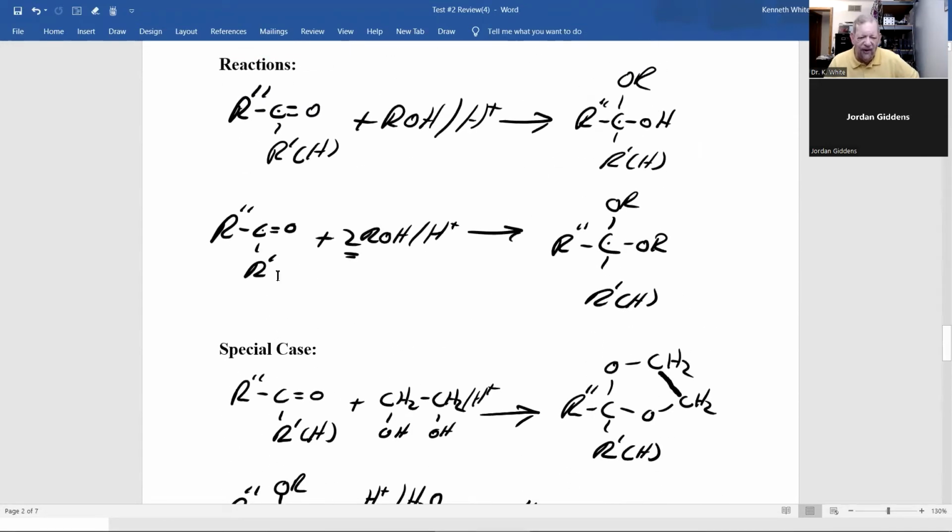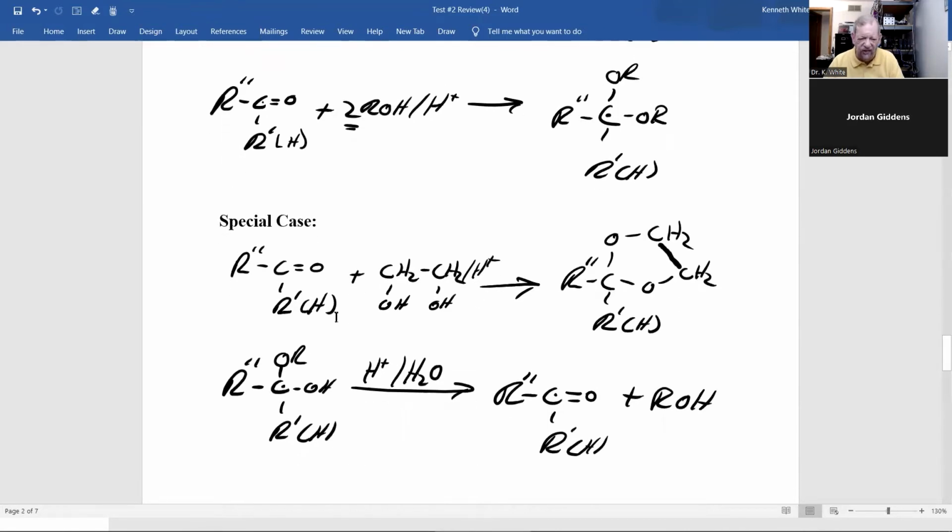If you take an aldehyde or ketone plus 2 alcohols and an acid catalyst, you'll get an acetal or ketal. Again, keep your eye on the carbonyl carbon. Now, a special case is this, where the two alcohols are in the same molecule, ethylene glycol, and students forget this bond right here, don't.